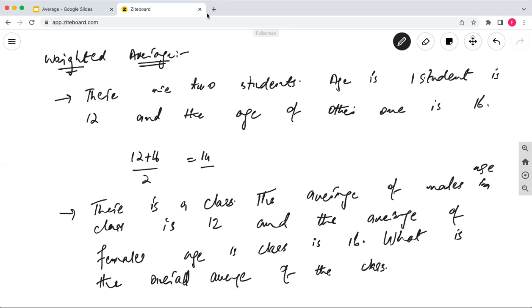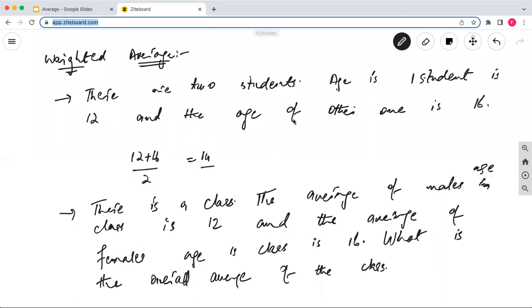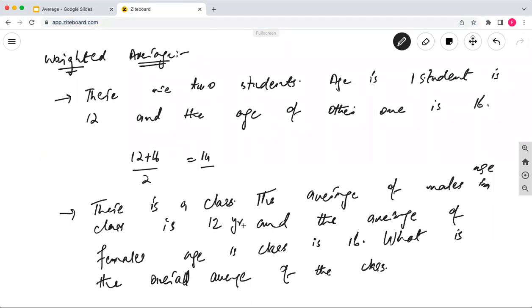The first one is a very basic question in which there are only two students, and the age of one student is 12 and the other one is 16. So the average is very simple, just sum those and divide by 2, that is 14 years, right? But in the second scenario, there is a class with some male students and some female students. The average age of male students is 12 years and the average age of female students is 16 years. Now, can anyone tell what is the overall average of the class?